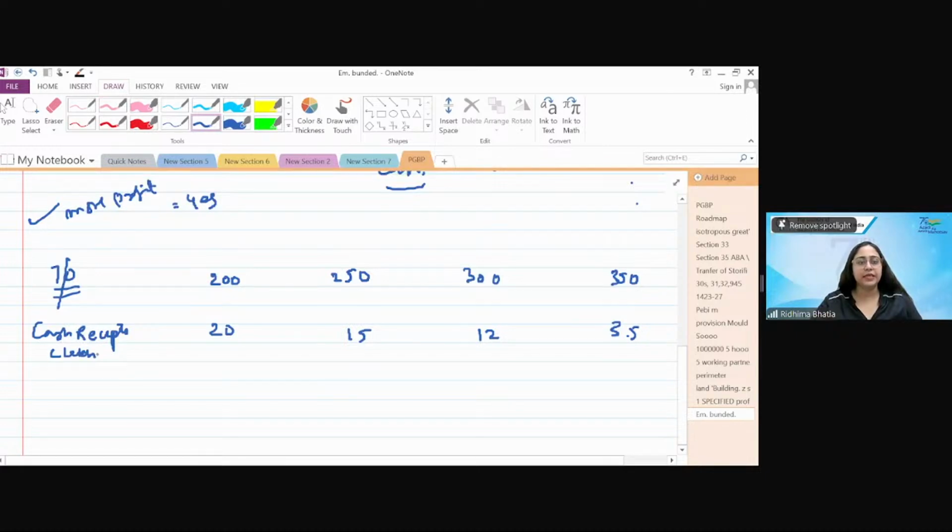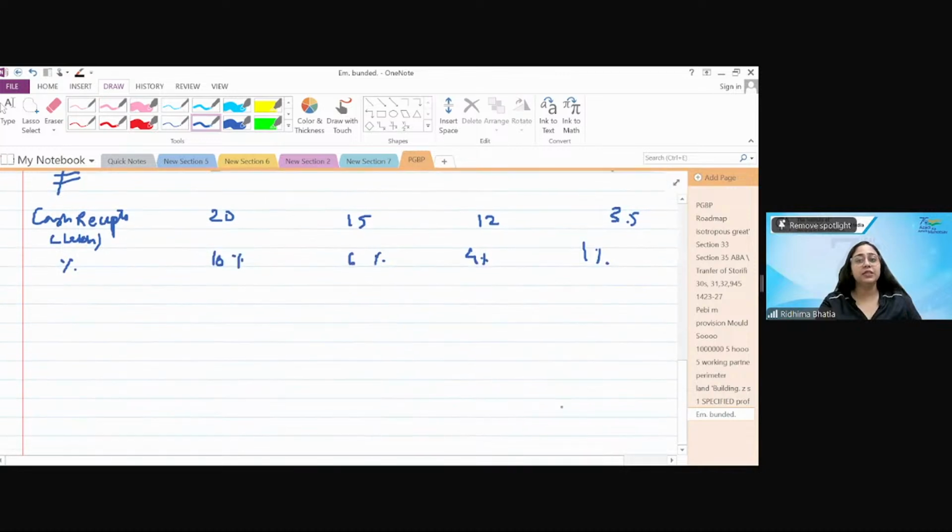All of these are in lakhs. ठीक है. अगर मैं percentage निकालू, percentage of cash receipts to total turnover, this is 10%, this is 6%, this is 4%, and this is 1%, right? अब सबसे first question is whether the SSC is eligible or not.